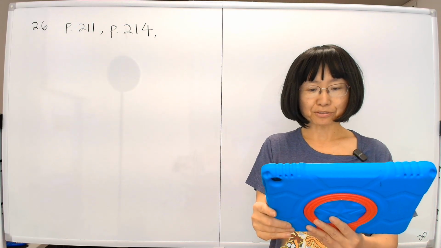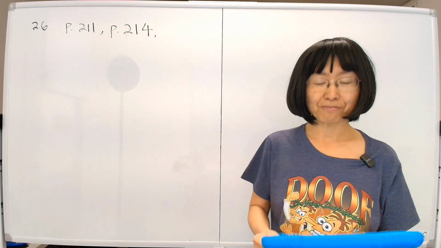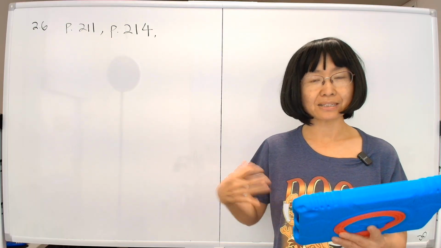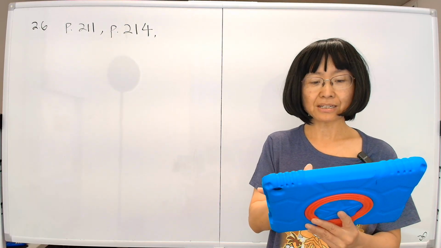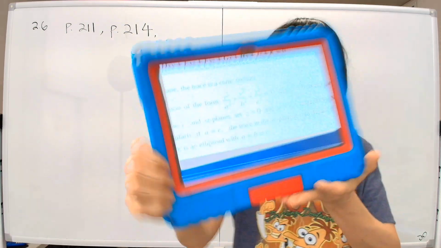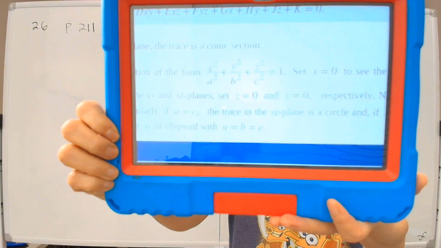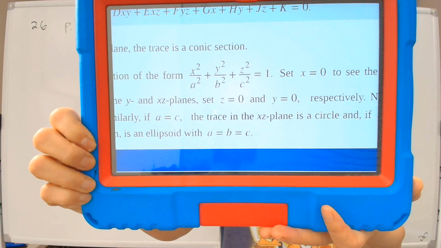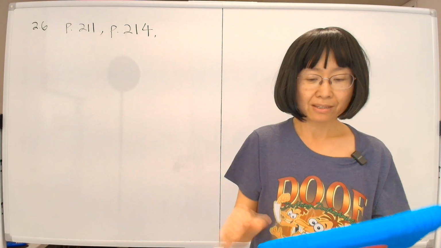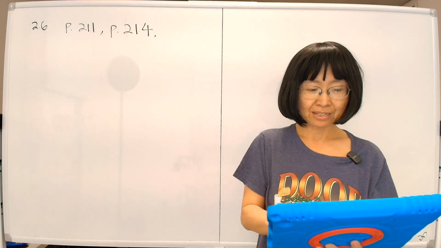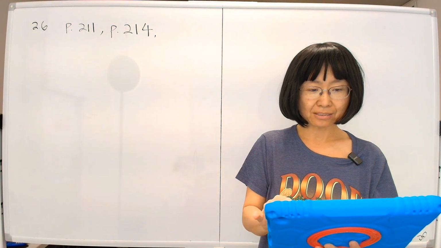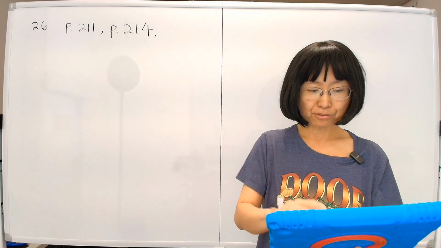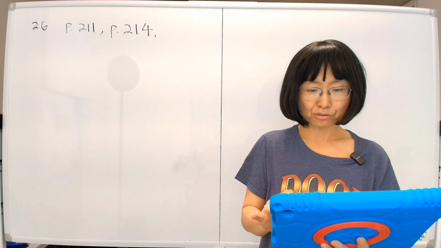First, an ellipsoid. An ellipsoid looks very much like an ellipse, except it has a third dimension. The ellipsoid has the formula x squared over a squared plus y squared over b squared plus z squared over c squared equals 1. Where's my ellipsoid? Well, they didn't draw the ellipsoid. Well, whatever.